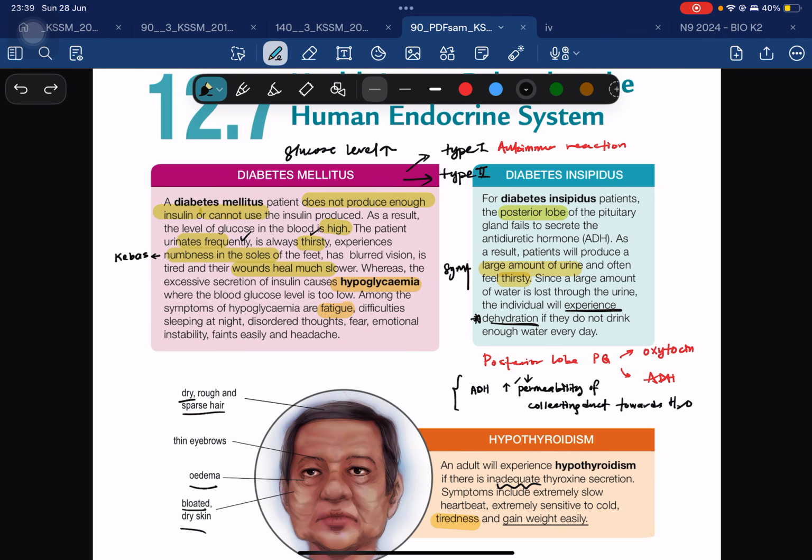Diabetes insipidus occurs because the posterior lobe of your pituitary gland fails to secrete ADH hormone. So when it fails to secrete your ADH hormone, it will cause frequent urination and it can even cause dehydration if you do not drink enough water.